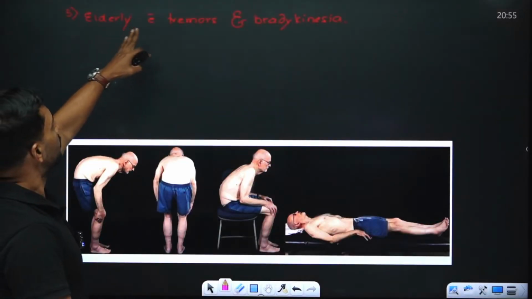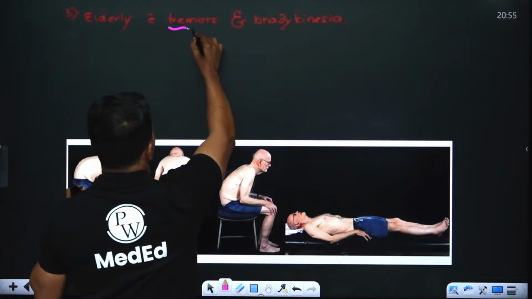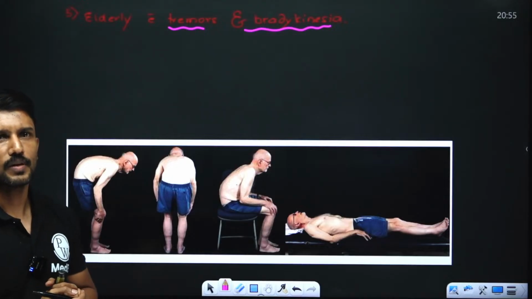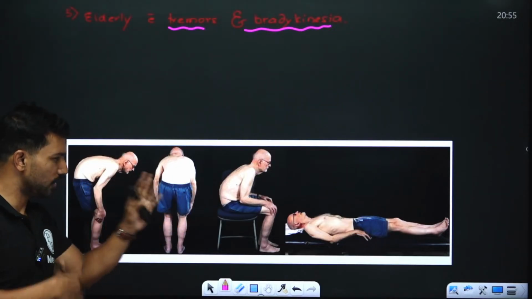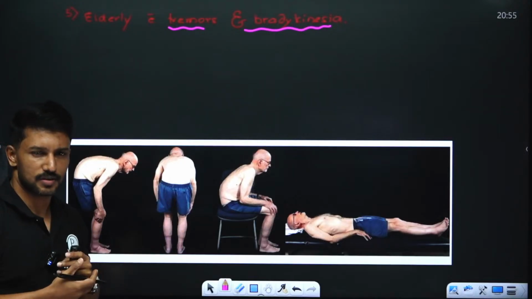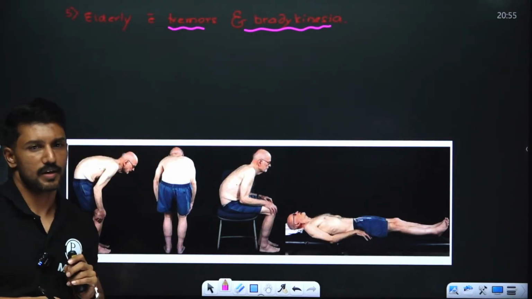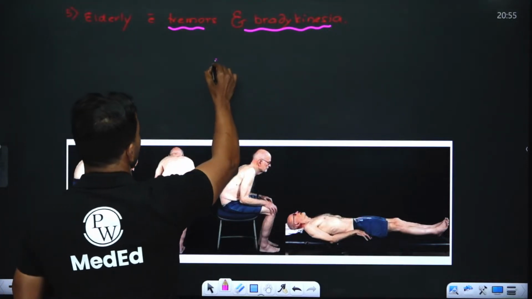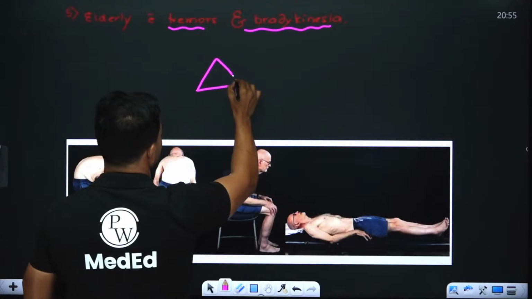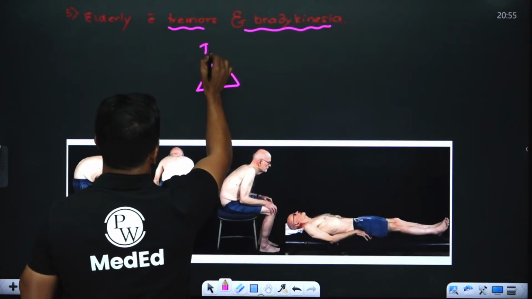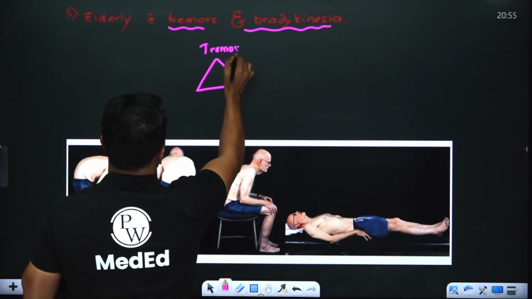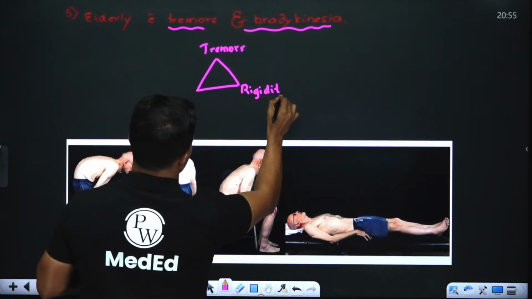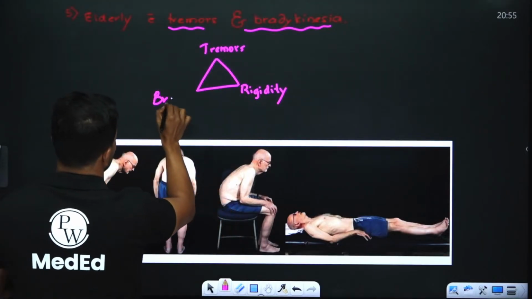The story is an elderly person with tremors and bradykinesia. So whenever you think of tremor and bradykinesia, which disease comes to your mind? You see some elderly man doing some postural changes. The context is tremors and bradykinesia. Whenever you think of tremors, yes, Parkinson should come to your mind. In fact, we have this triad of Parkinson disease, or cardinal symptoms of Parkinson disease, which includes tremors, rigidity, and bradykinesia, right?